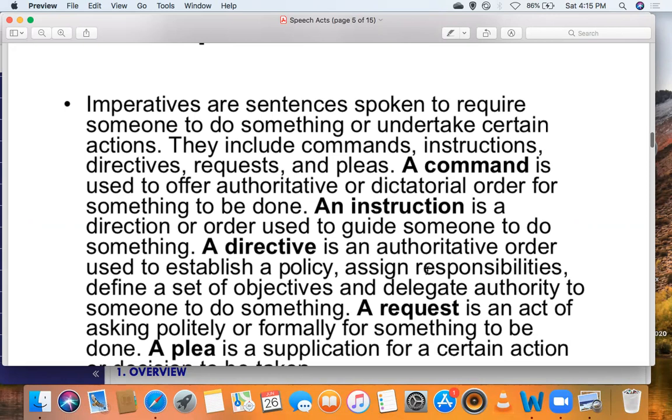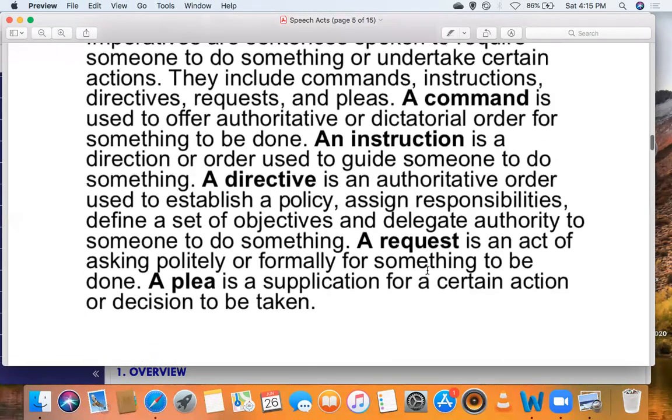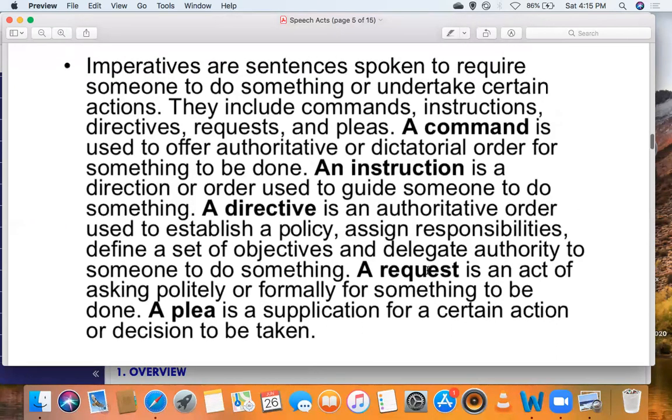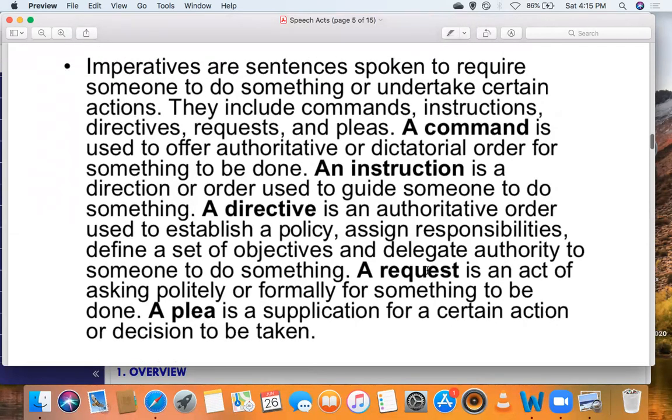An instruction is a direction or order used to guide someone to do something. A directive is an authoritative order used to establish a policy, assign responsibilities, define a set of objectives, and delegate authority to someone to do something. A request is an act of asking politely or formally for something to be done. A plea is a supplication for a certain action or decision to be taken. So you can see the various types of imperatives according to the tone in which they are presented.